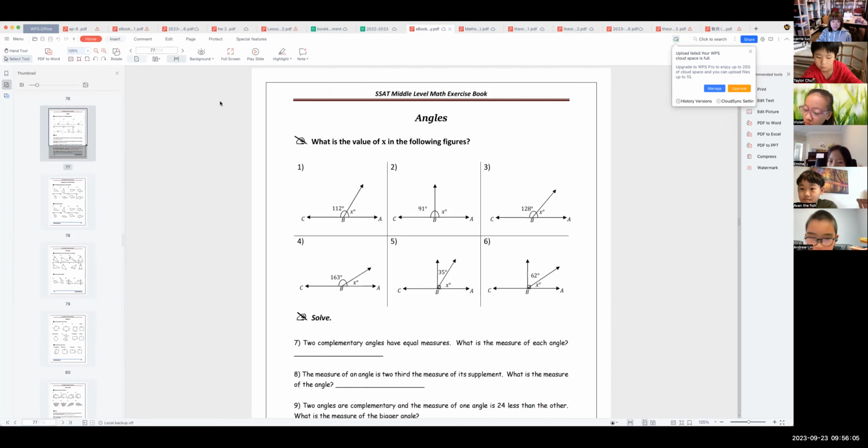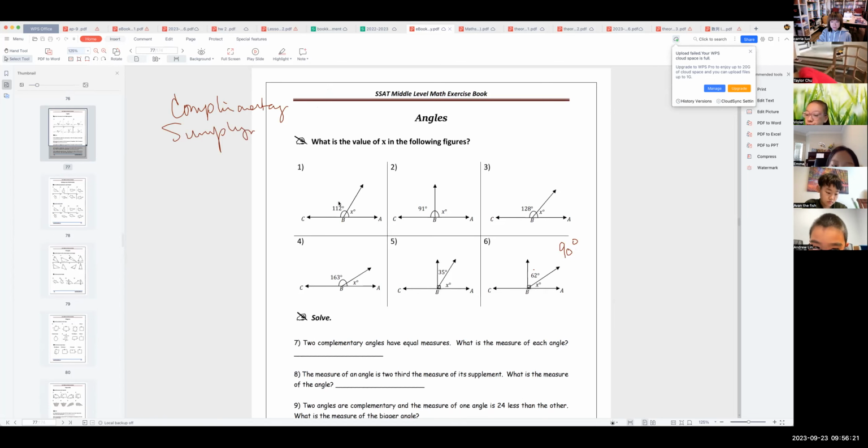So when you have complementary angles, that means 2 angles added together equal 90 degrees. Okay, when you have supplementary angles, that means 2 angles added together equal 180.